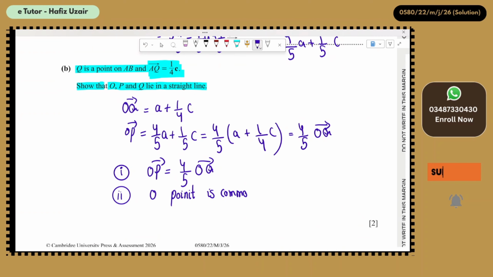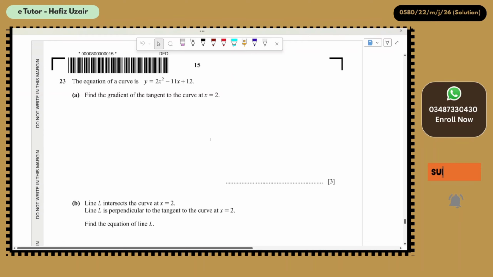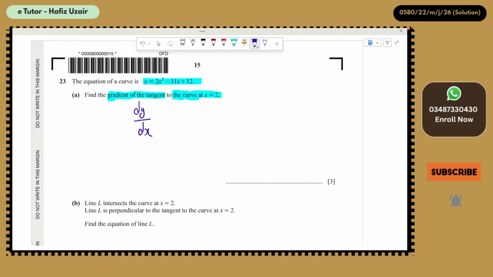Hopefully you understand this. Okay, let's start with question number 23. In this question, you are given the equation of a curve, and you need to find the gradient of the tangent to the curve at x equals 2. So you need to differentiate this equation with respect to x, so dy by dx. The power should be multiplied with this 2, so it becomes 4, and the power reduces as well, so it will be 4x minus 11. Now put x equals 2: 4 into 2 minus 11, so that is 8 minus 11, and your answer will be minus 3.